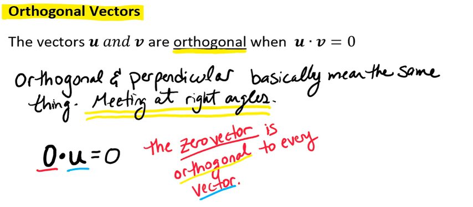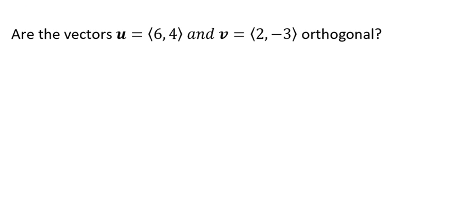So let's go ahead now and let's determine if we have some orthogonal vectors. So we want to know, are the vectors u and v orthogonal? And here, our vector u has the components 6 and 4, and our vector v has the components 2 and -3. So using our definition of orthogonal, we want to know if the dot product of u and v will create a value of 0.